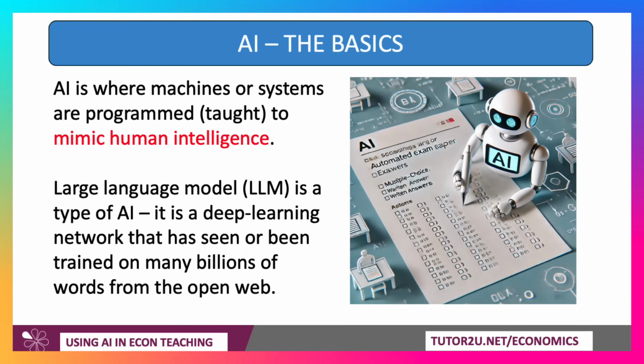AI is where machines or systems are programmed, they're taught to mimic human intelligence, and they nearly always make use of an LLM, a large language model, which is a type of AI. It's basically a deep learning network that has been trained on many billions of words or pictures or videos from the open web. Of course, the choice of data set that the model is trained on is critical.